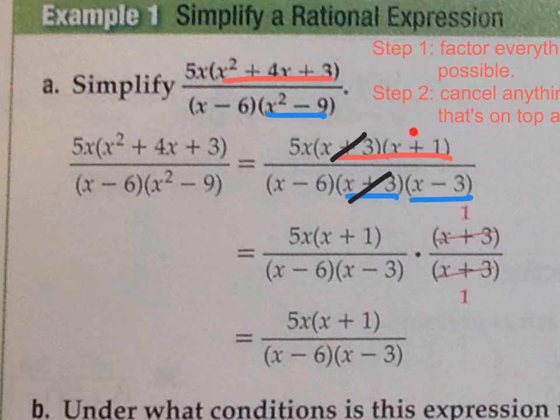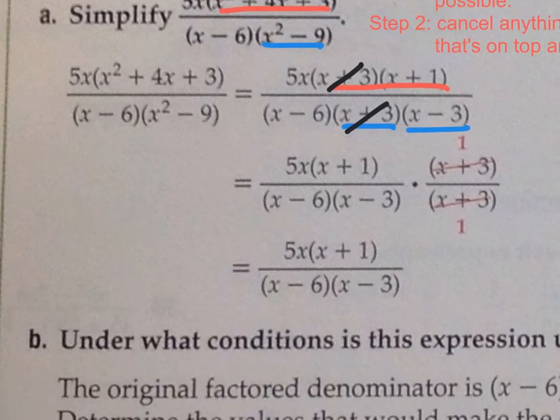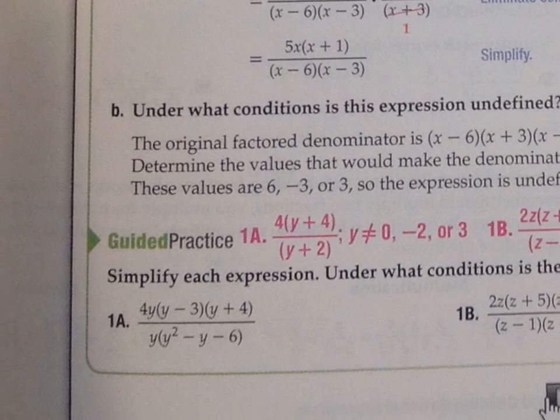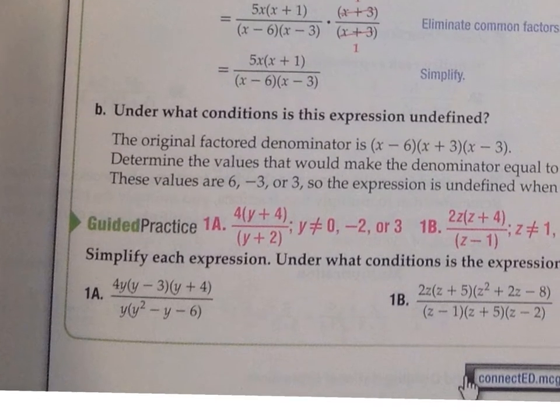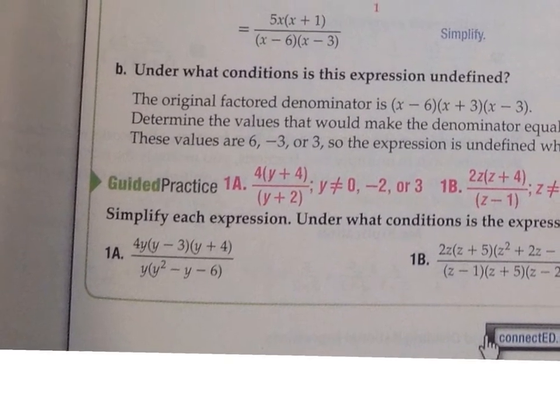The x plus 1 up here, there is no x plus 1 down here. The 5x, there is no 5x. And of course, you can't individually cancel out this x with that x. You can't do that because there's plus and there's minus. It has to be multiplication, right? So there's your final answer, rewriting the 5x right there, the x plus 1 right there, the x minus 6, and the x minus 3. So that was the example done in the book, and they give us a couple of more examples down here.